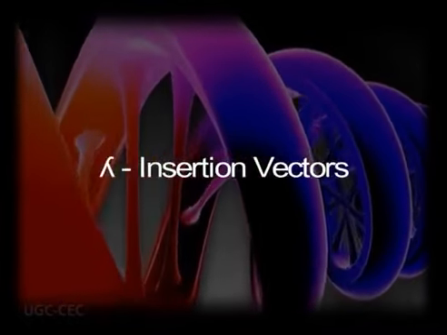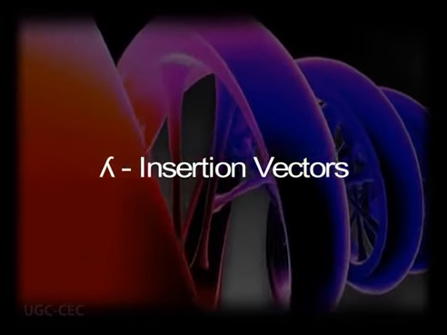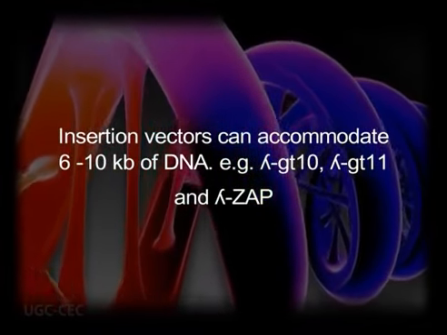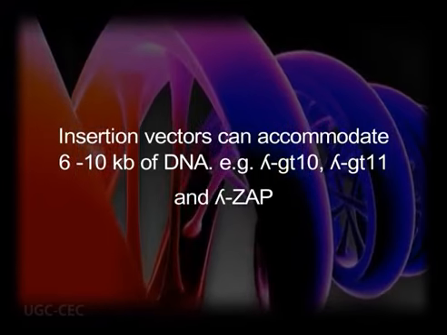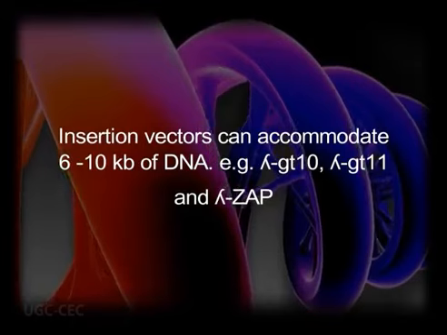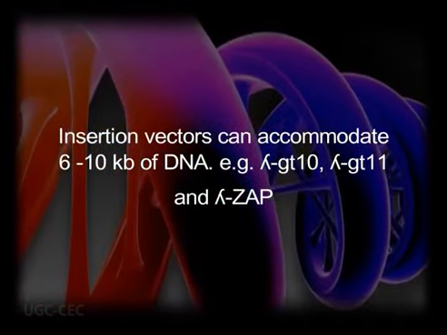Number 1, lambda insertion vectors. A lambda insertion vector possesses at least one unique restriction site into which new DNA can be inserted. Insertion vectors can accommodate only 6 to 10 kilobase of DNA. Examples are lambda gt10, lambda gt11 and lambda ZAP.